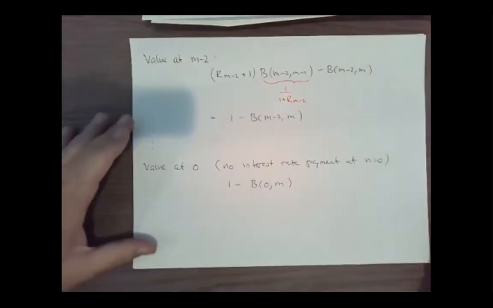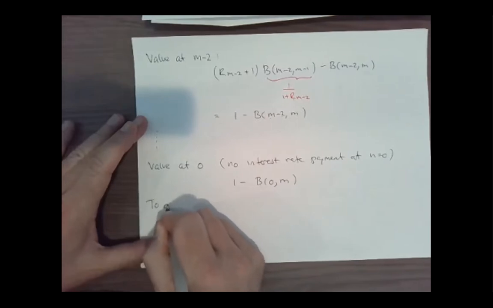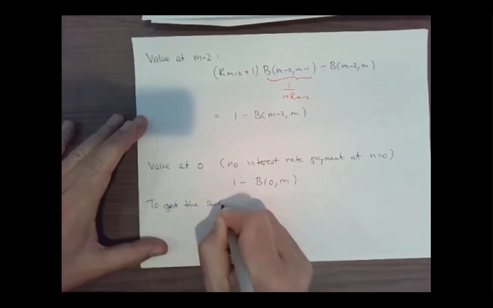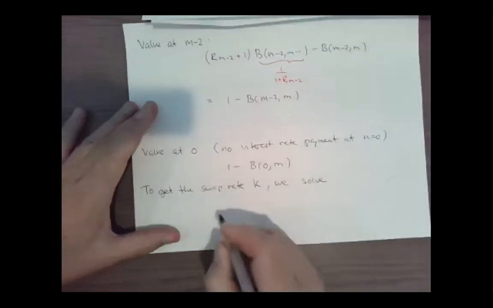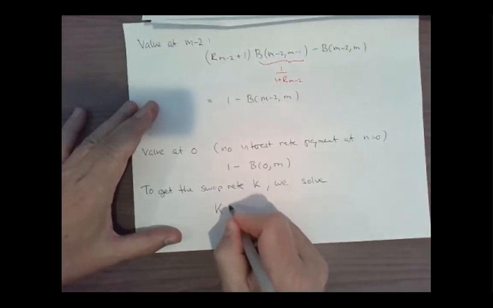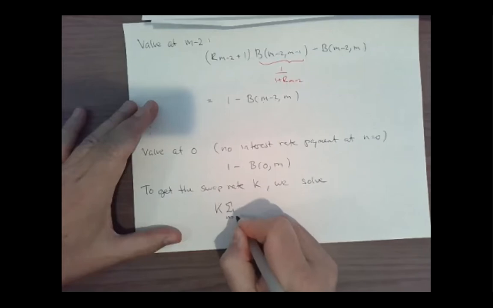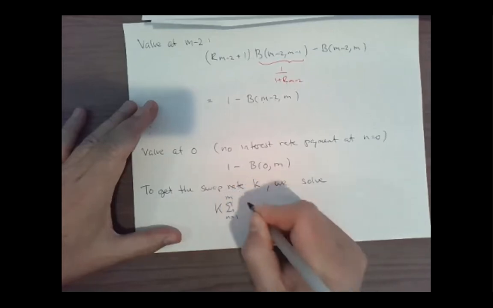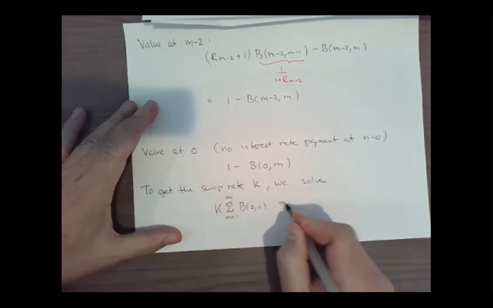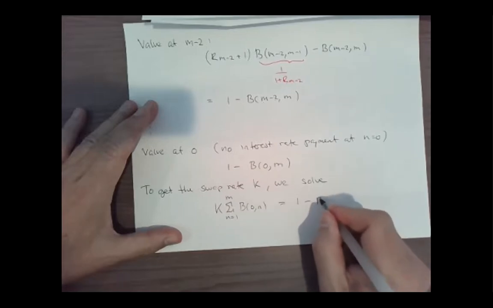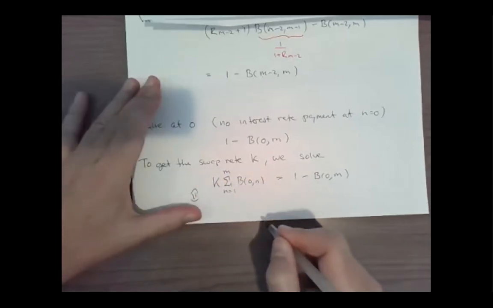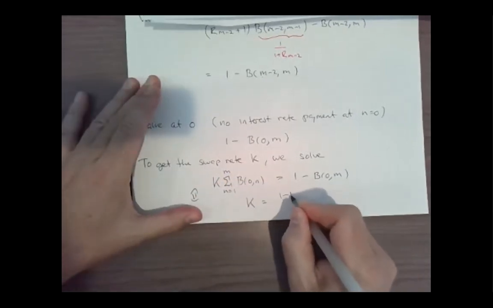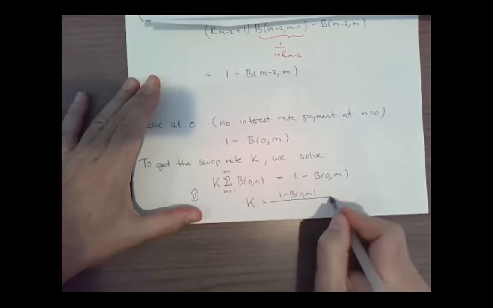Okay, so now to get the swap rate, we solve. We match up the two legs. This was k times the sum from n equals 1 to m of b 0 n, which has to be the same as 1 minus b 0 m. So this is the same as saying that k is 1 minus b 0 m divided by the sum.